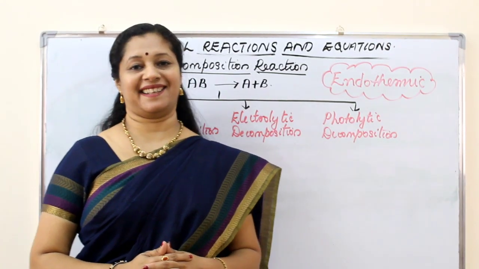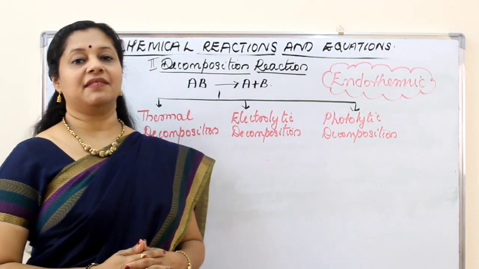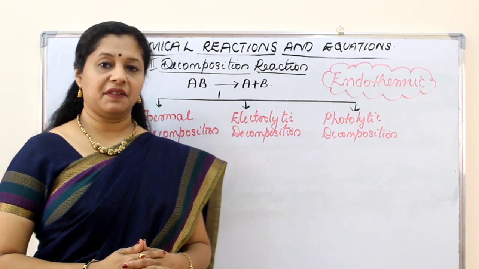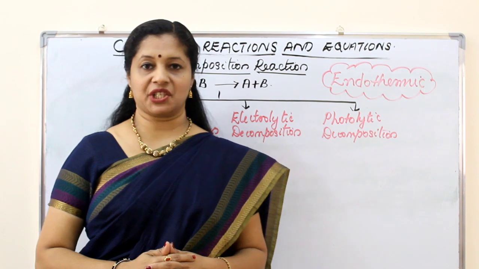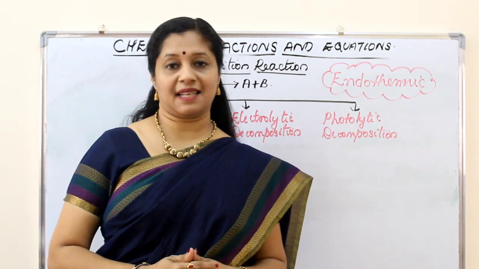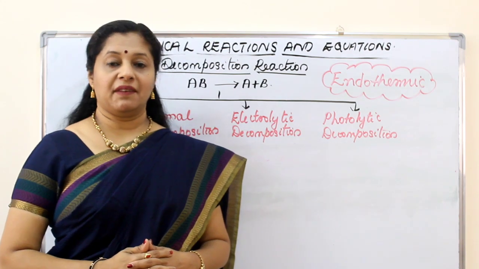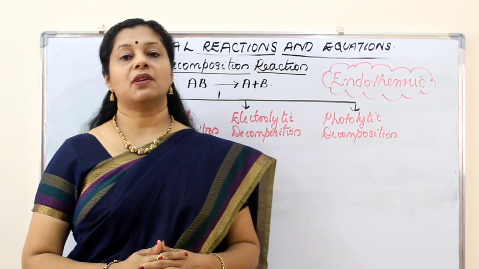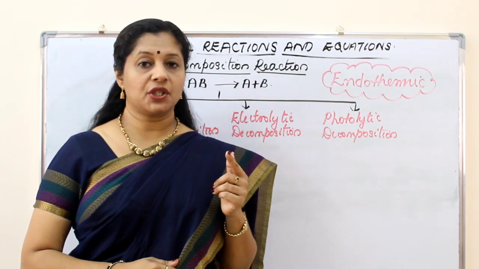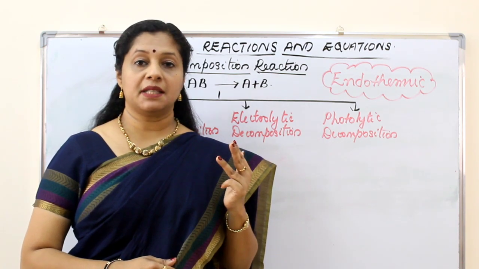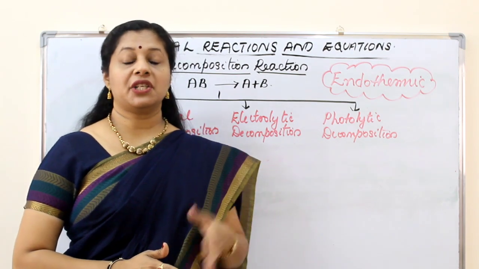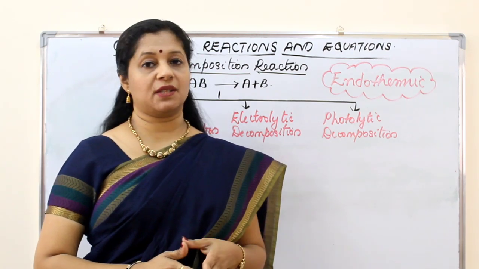I am Soumya Harikrishna. We are learning the first chapter in chemistry, chemical reactions and equations. In the first video, we learned about chemical reactions, chemical equations, types of equations and how to balance chemical equations. In the previous video, we learned about the types of reactions, their names, which are: combination, decomposition, displacement, double displacement, oxidation and reduction. Of that, combination reactions we explained in the previous video.